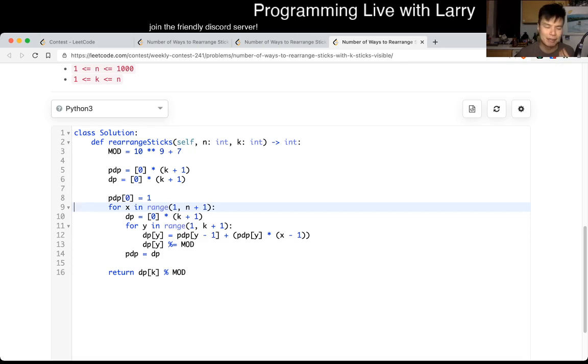We reduce this space to O of k, and the running time though is still the same. It's going to be n times k. That's all I have with this problem. Like I said, I'm okay with this problem.